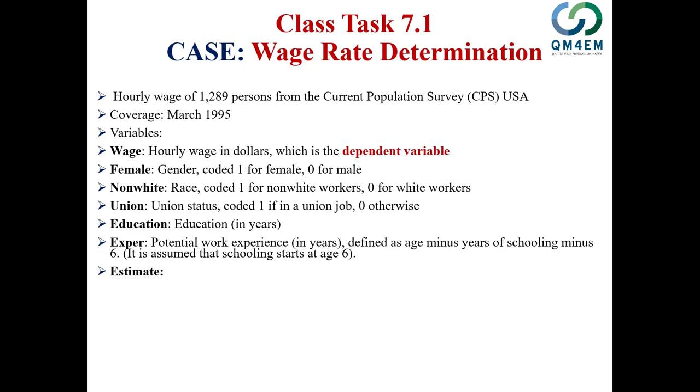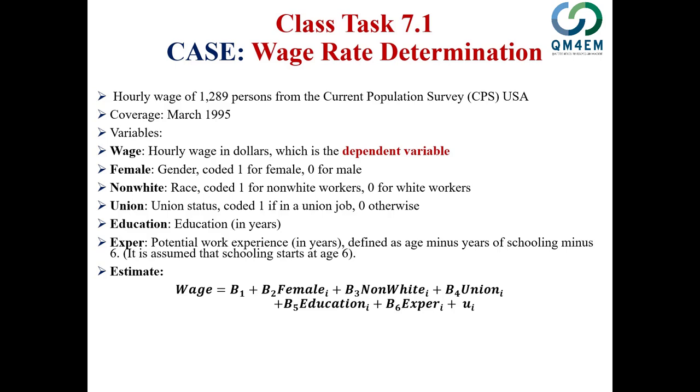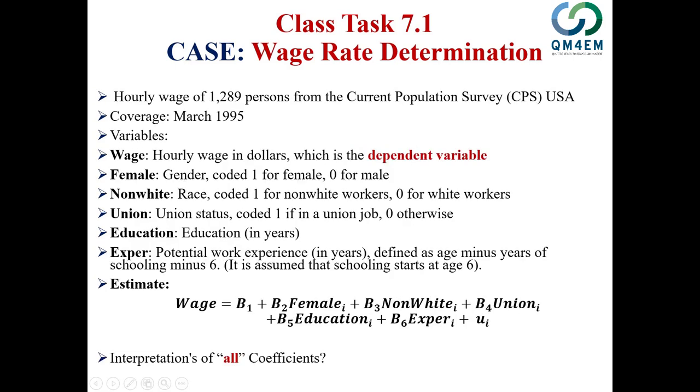So we have to estimate a model: wage is equal to B1 plus B2 female plus B3 non-white plus B4 union plus B5 education plus B6 experience and the error term. We did that in the past, though you didn't calculate it, I believe. I just showed you the results while telling you how to interpret the coefficients of a linear regression model, but we never estimated it. So today you're going to estimate it. The data is on your LMS. Estimate this model and interpret the three dummy variables plus the two quantitative variables. So your time starts.